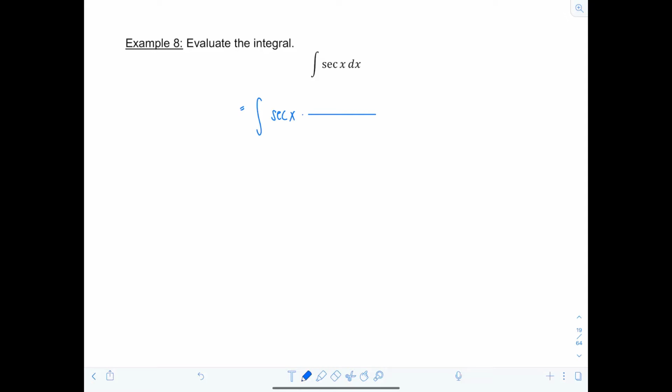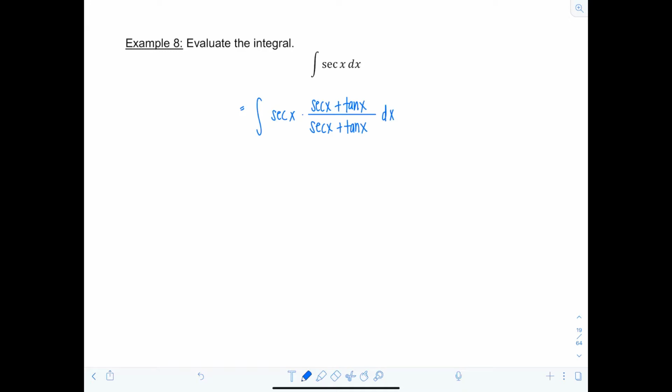You're going to multiply by secant x plus tan x over secant x plus tan x. Why am I doing that? Because I know this is how to do it. So don't worry, it's typically not something you're just going to sit around and think, oh, let me just multiply by secant x plus tan x over itself. That sounds like a good idea.